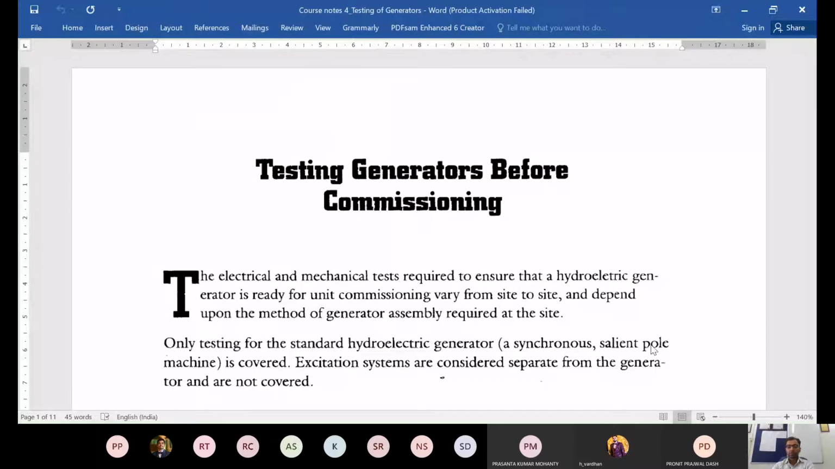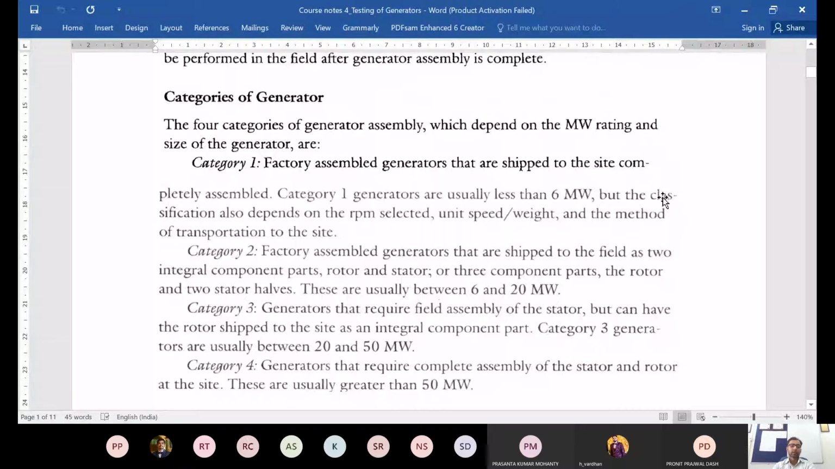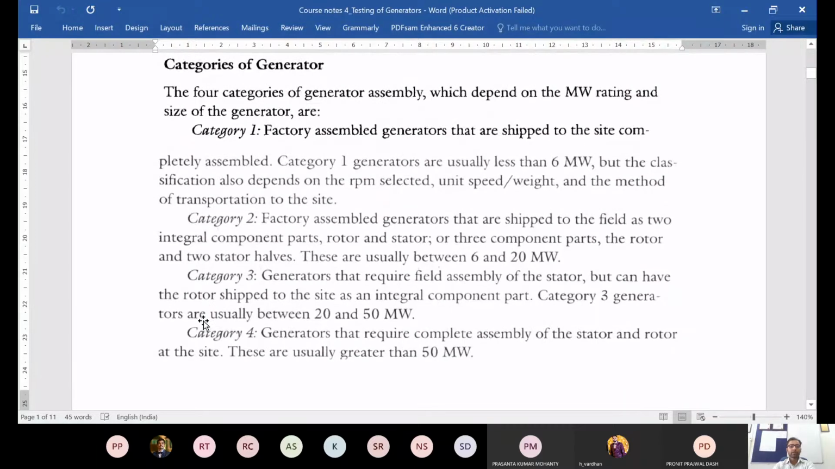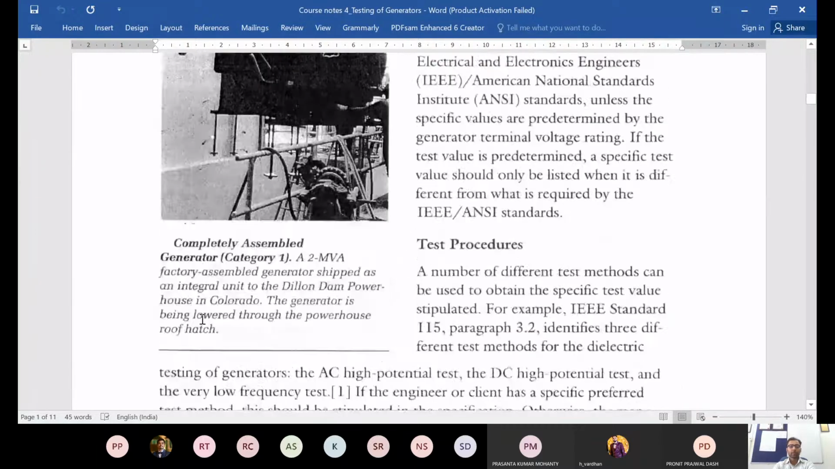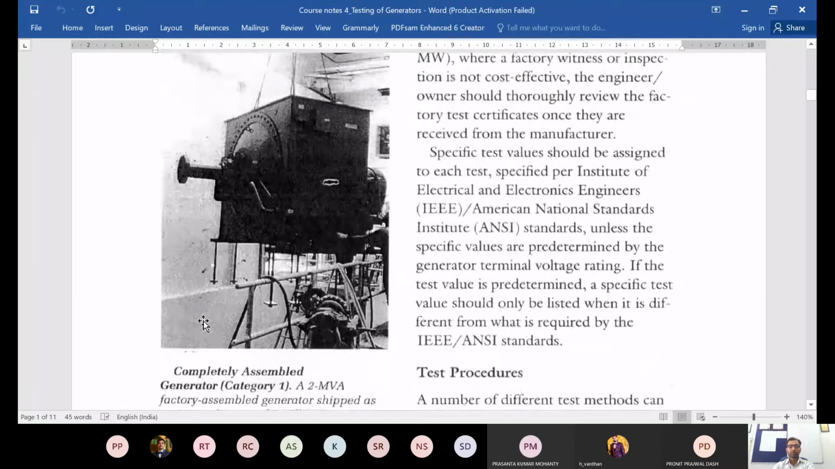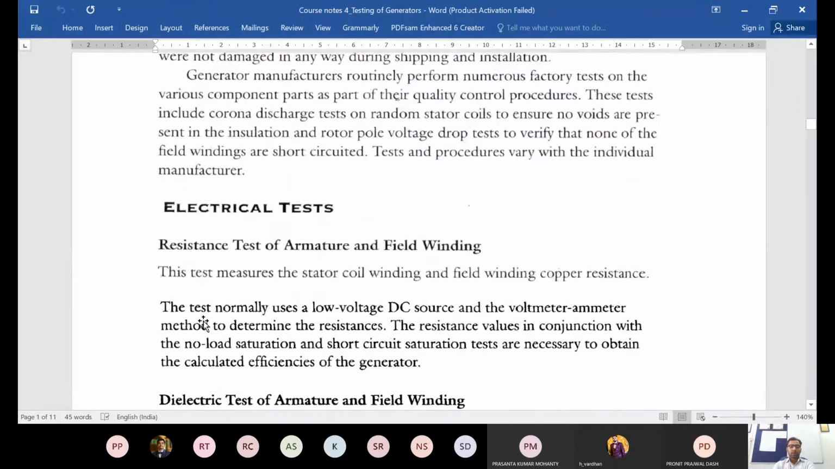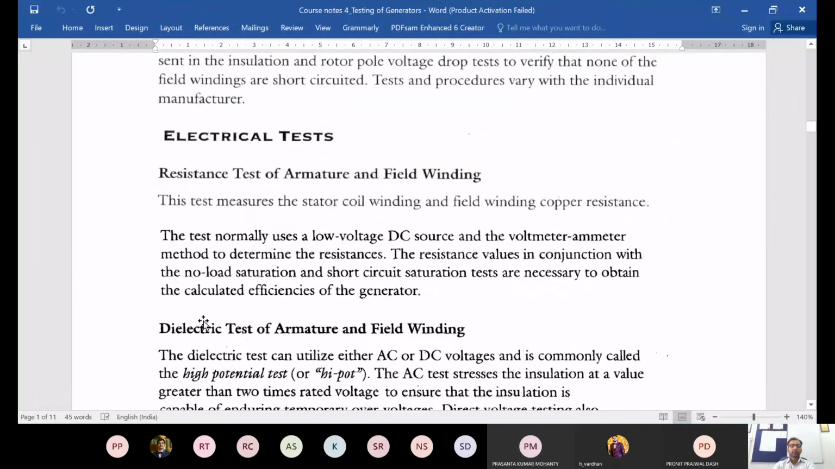So we were discussing the testing of the generators, and in the last class we looked at the four categories of generator depending upon the size. The assembly method varies, and depending upon which category of generator it is, the field and factory testing will vary. Then we looked at the specifications for testing and the test procedures, and then we started discussion on the different tests.